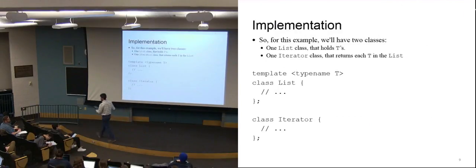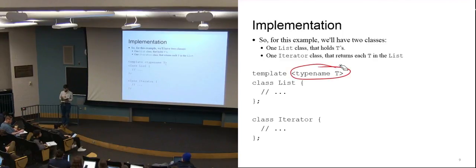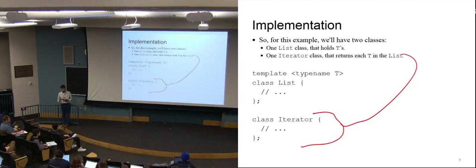Okay, never mind. So we're going to have two classes for this implementation. One is the list class. That's what we're reusing from last lecture, and it holds the T's. That's our container. The other is an iterator class, and the iterator class is going to return each item one at a time.